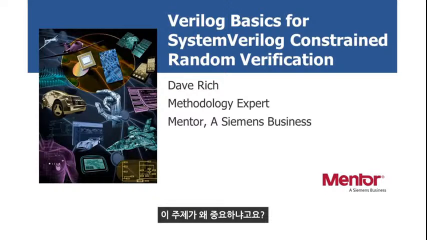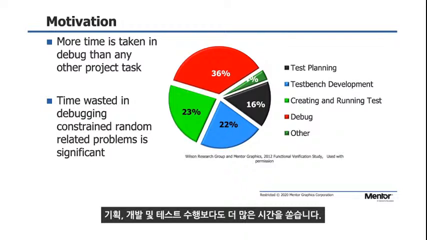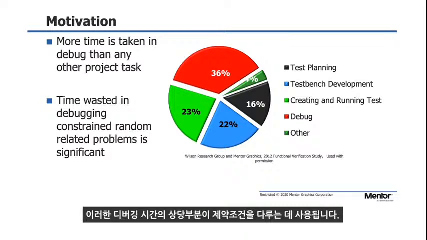And why is this an important topic? Well, the motivation is we're seeing a lot of people spend more time in debug than any other project task. And that's more than the planning, development, and running tests. And a significant part of that debugging time is spent dealing with constraints.